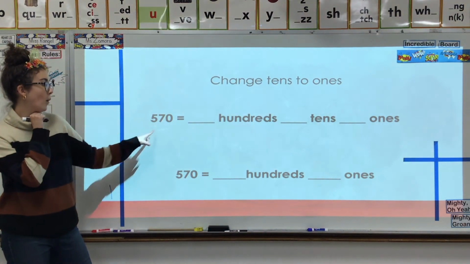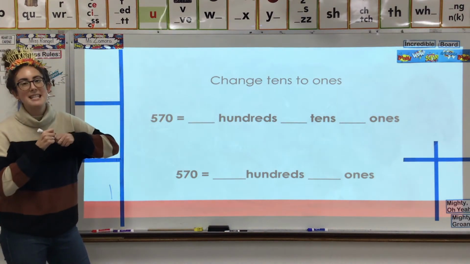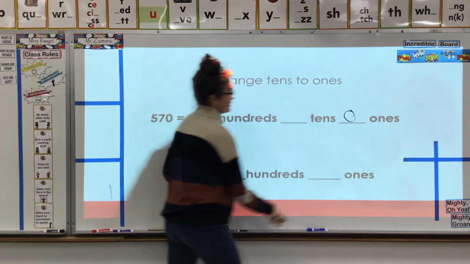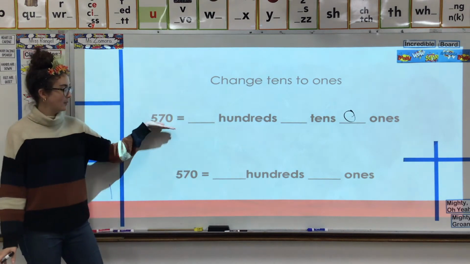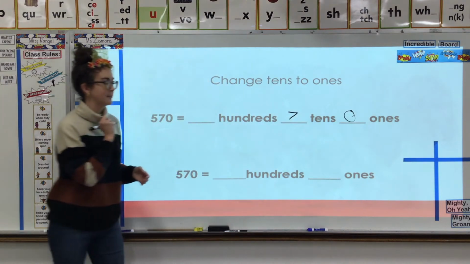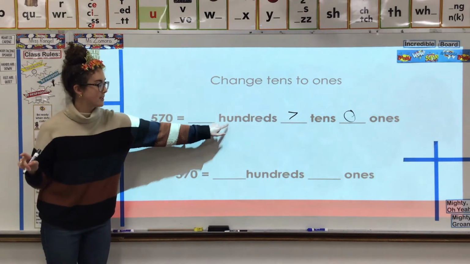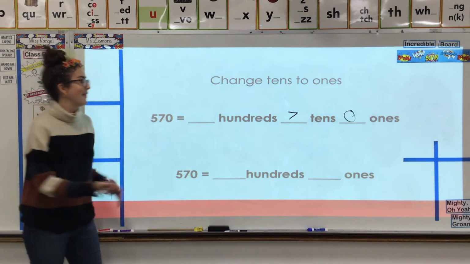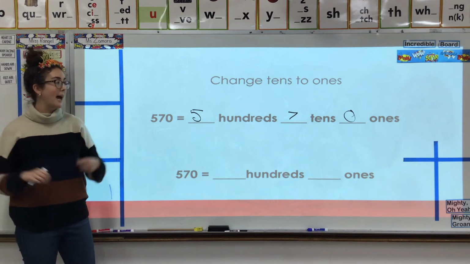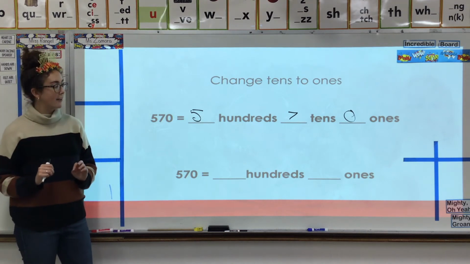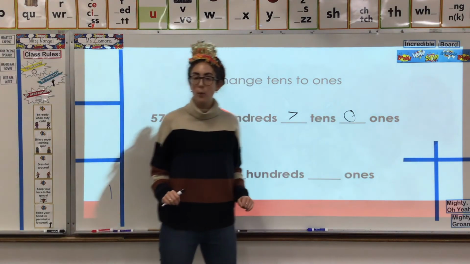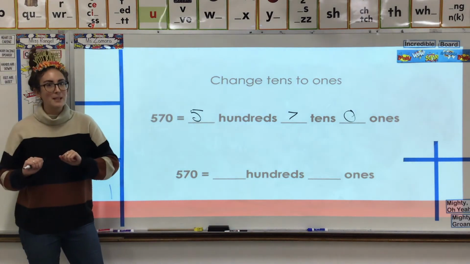How many ones are in 570? How many ones? And there's no ones. How many tens? How many tens are there? 7 tens. Good job. Hundreds? How many hundreds are there? There's 500s. Exactly. Good job. So if we broke apart 570, we could show the value in groups of 500s, 7 tens, and 0 ones. But that's not the only way.